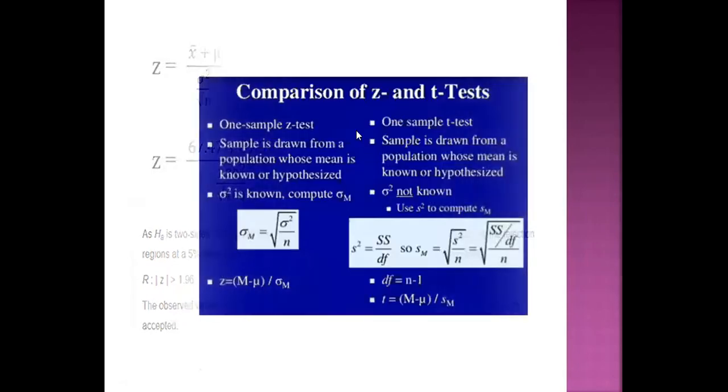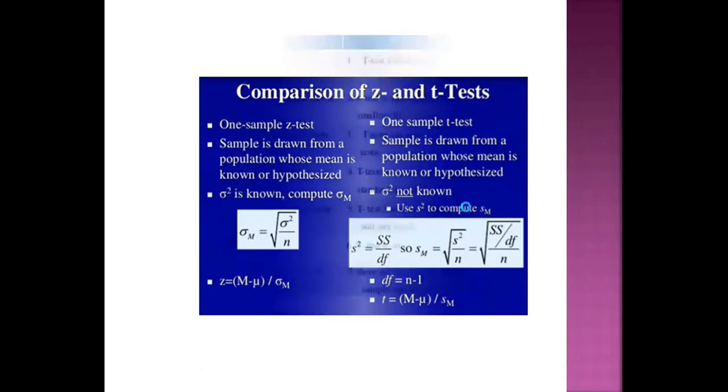Therefore, the comparison between Z and T test is as follows. In the one sample Z test, the sample is drawn from a population whose mean is known or hypothesized. Variance is also known, standard deviation is also known. And in the one sample T test, the sample is drawn from a population whose mean is known or hypothesized. Variance is not known, so we have to compute it.